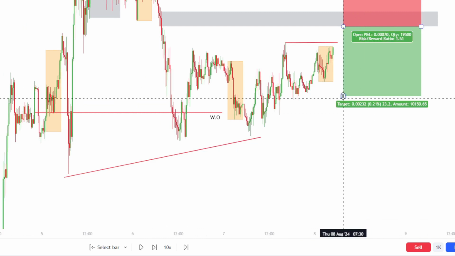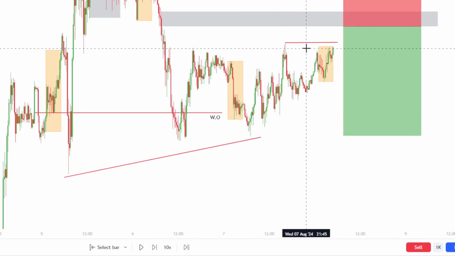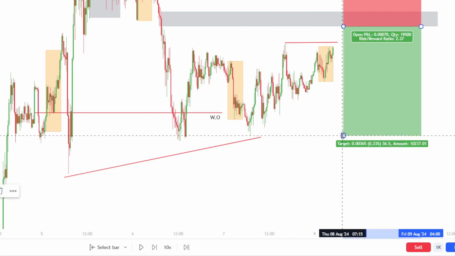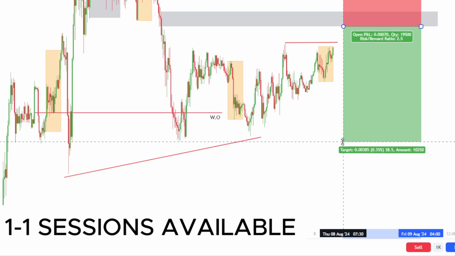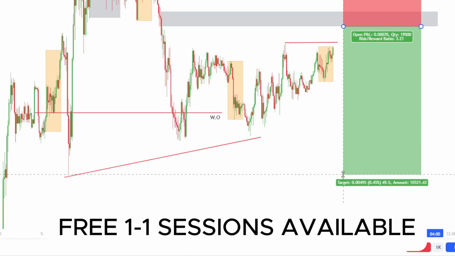And what you're doing is you're targeting the low, i.e. from the previous day high. So you swept the previous day high, so you're targeting the previous day low. So that's Wednesday's low in this case. That's a 2.37 hour trade. You also have Tuesday's low, which gives you a 2.5 hour trade. And you have Monday's low again, which gives you a 3.2 hour trade, right?